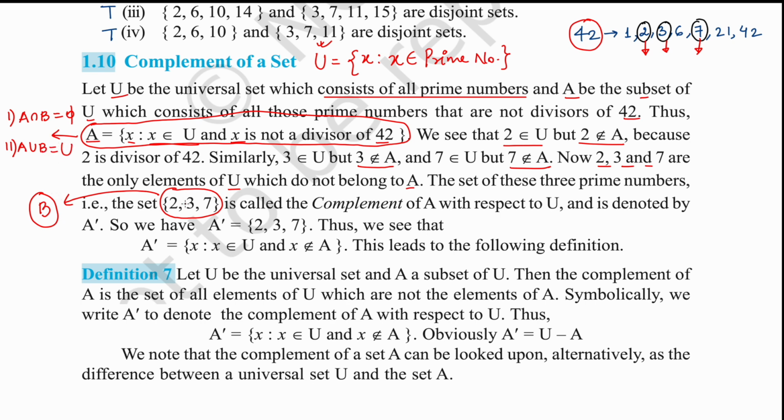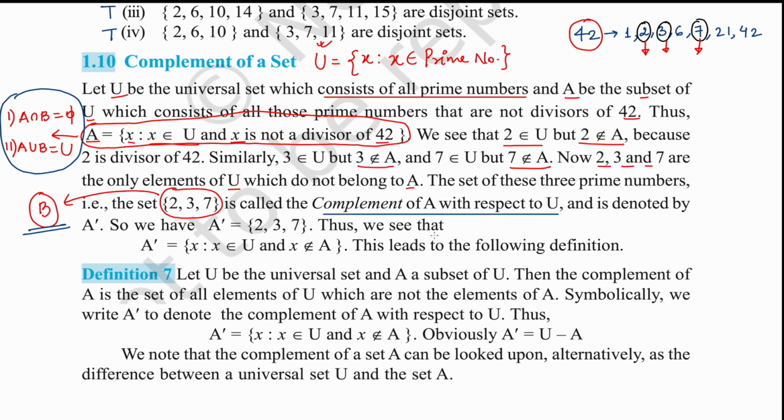That means if you take the union of these sets, you're going to get U itself. Now, once these two statements are true, that means A intersection B is phi and A union B gives you the universal set, then you say that B is the complement of A with respect to U.